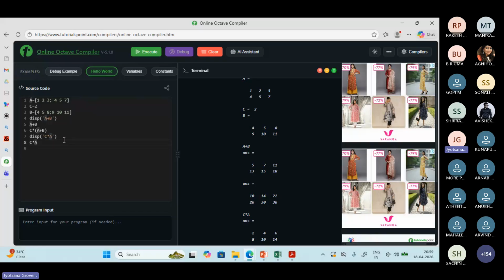Now I have to do this, then I'll have C star A plus C star B. So now what we have done is first we have multiplied the scalar with the addition of two matrices.